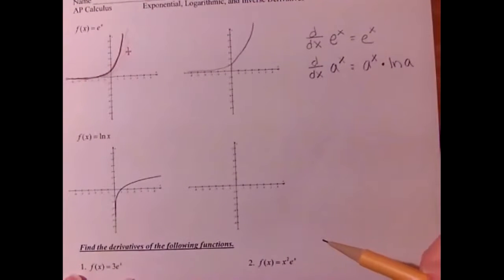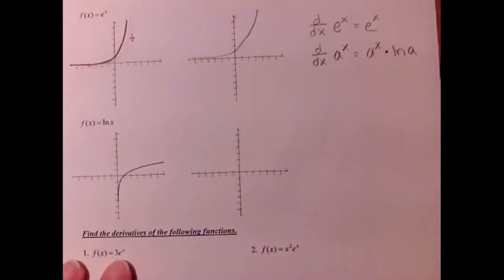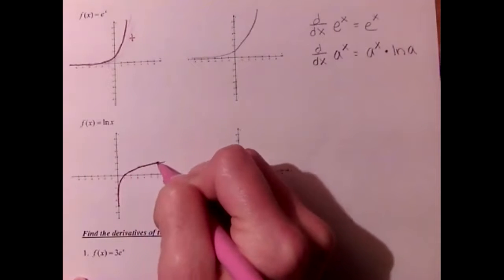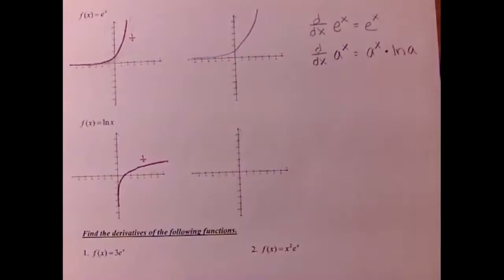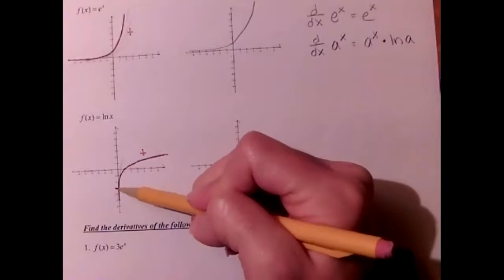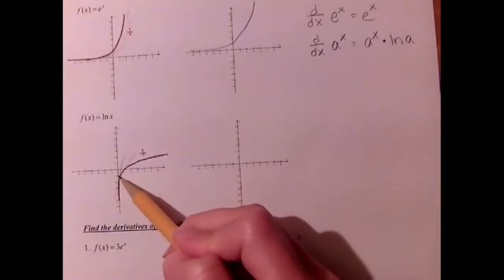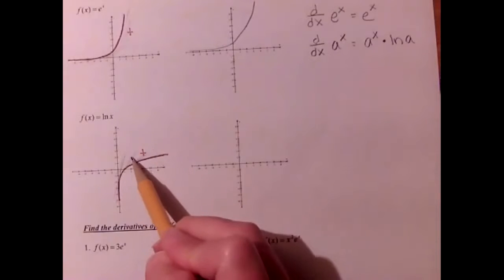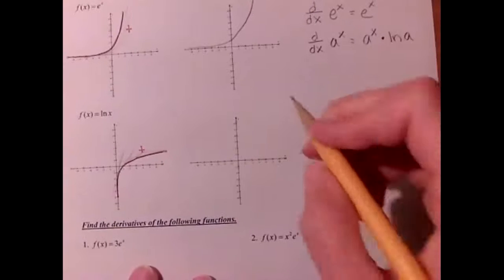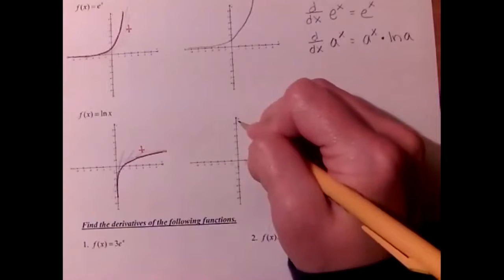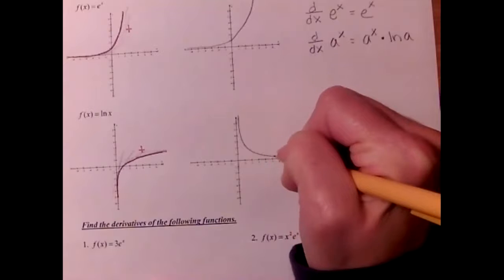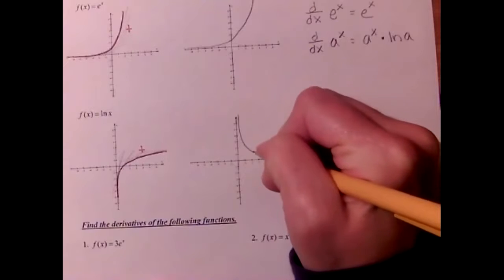All right, for ln of x, this is again increasing all the time, so its derivative will always be positive. If I draw in tangent lines, they have very, very steep slopes, and then they kind of start to level off and go almost down to zero, but not quite. So if I draw that over here, I start out really high up and then come almost down to zero, but not quite.